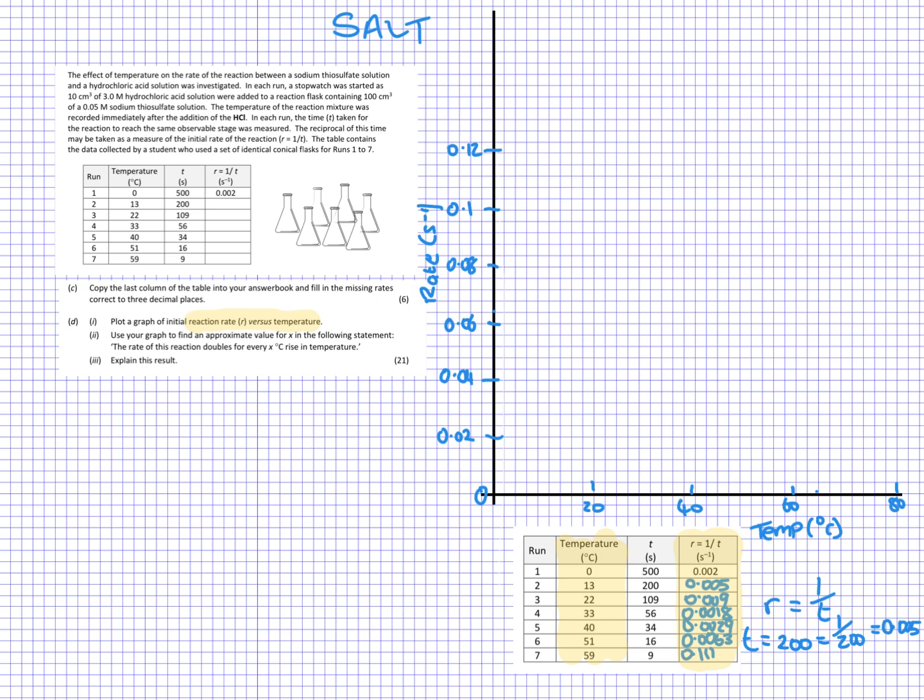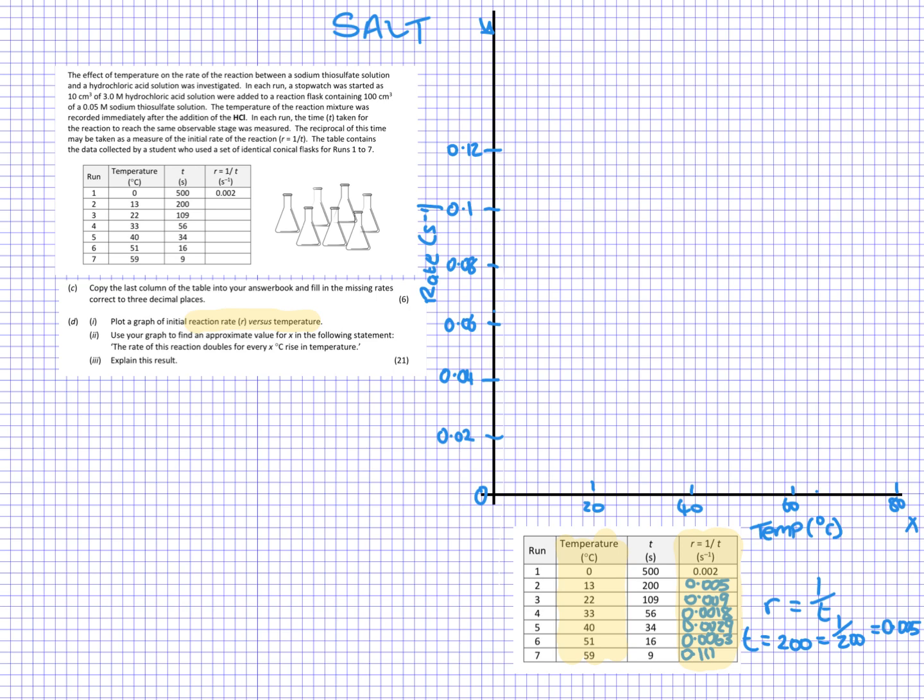And with the temperature, it's also going up in an equal scale. You've got a 20, 40, 60 and 80. You also should have your axes labelled as X and Y axes. And then labels indicates that you need to say what each axis represents.